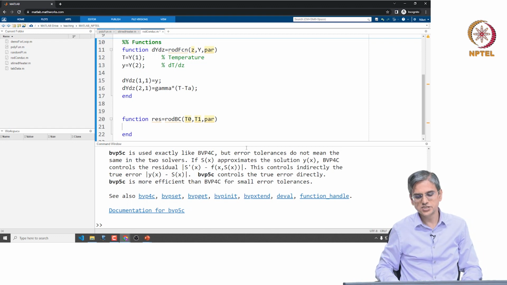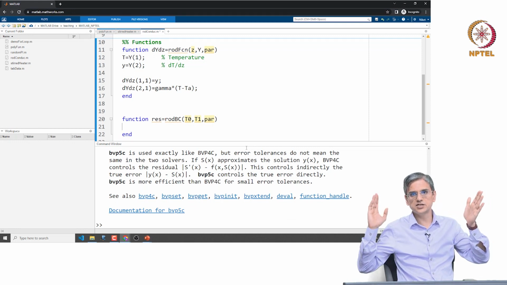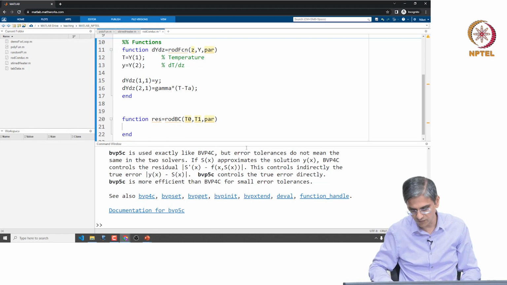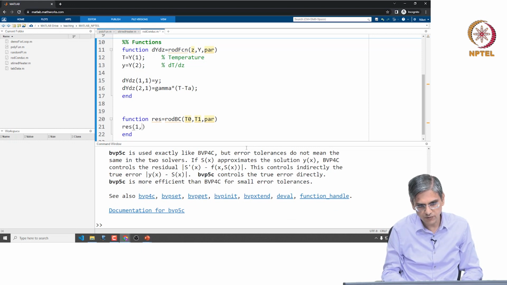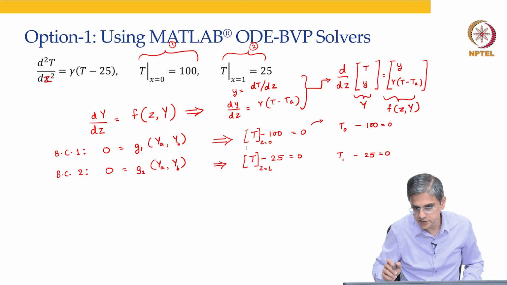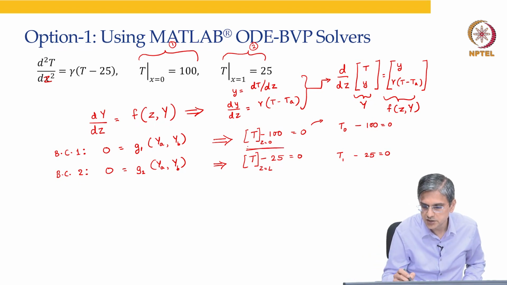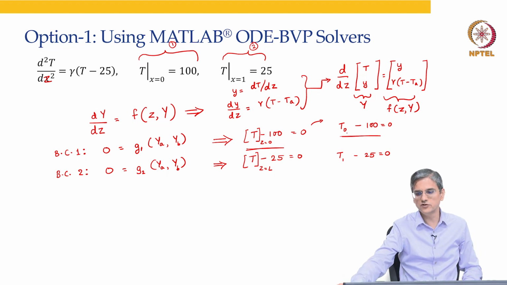Okay. So, T0 is the boundary condition at length equal to 0, T1 is the boundary condition at length equal to 1. Okay. So, what is our boundary condition? res 1 comma 1 is the first boundary condition, res 2 comma 1 is our second boundary condition. So, let us look at what the first boundary condition was. The first boundary condition was T0 minus 100 equal to 0, right. So, that was our first boundary condition.